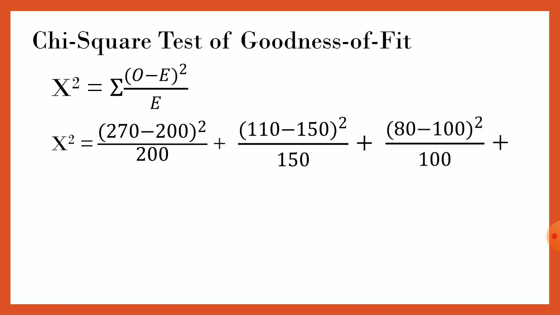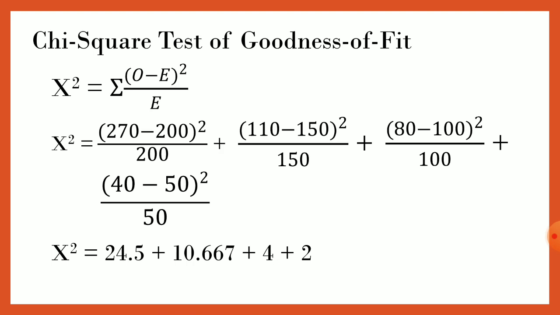Next will be for cashews. The observed is 80 and the expected is 100. Then for pecans, we have the observed of 40 and the expected of 50. Then evaluate it further. That is now equal to 24.5 plus 10.667 plus 4 plus 2. Then chi-squared now is equal to 41.167.